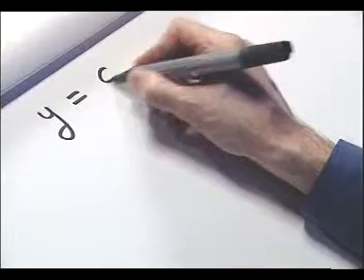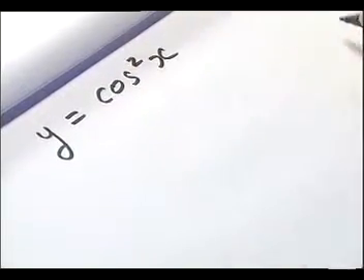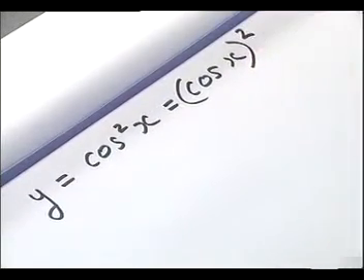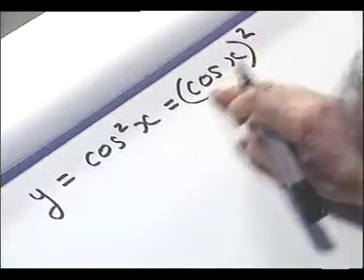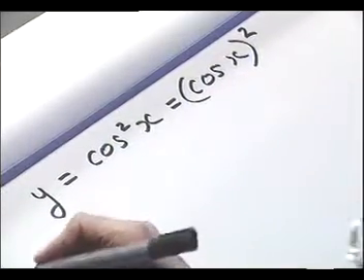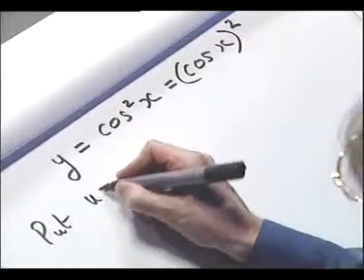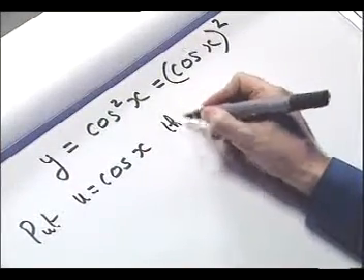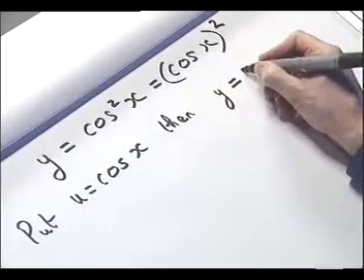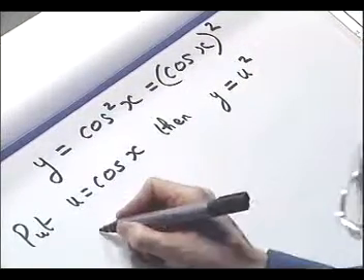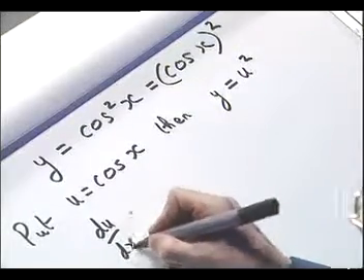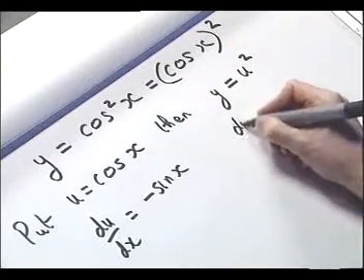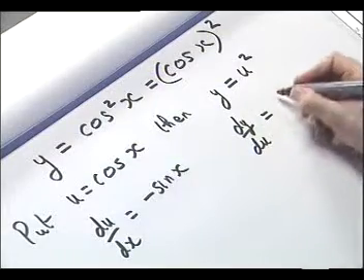Y equals cos squared x. And let's remember that meant the cos of x all squared. So that this is now the g of x. And so we will put u equals cos of x, and then y is equal to u squared. I can calculate du by dx, that's minus sine x, and I can calculate dy by du, that's 2u.